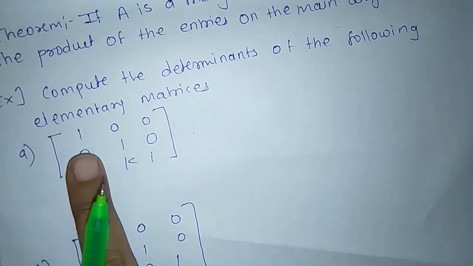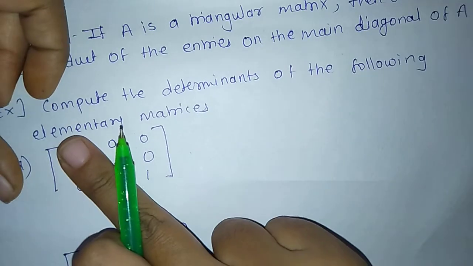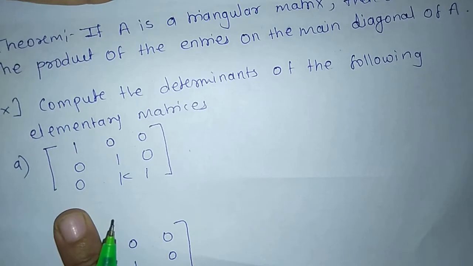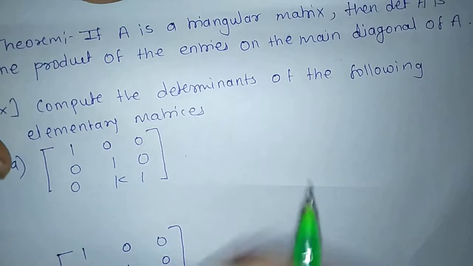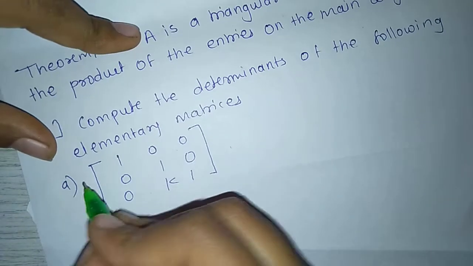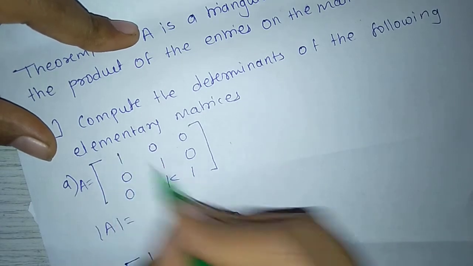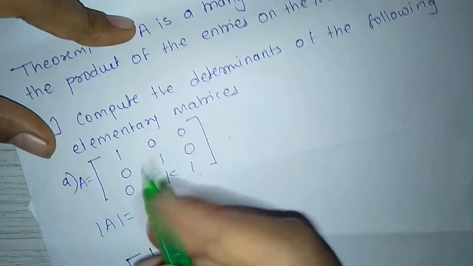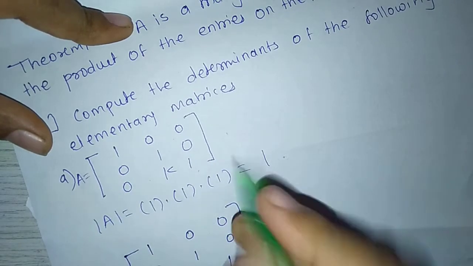First, 1 0 0, 0 1 0, 0 0 k1. This is the lower triangular matrix. So the determinant of this matrix is nothing but the product of the entries on the main diagonal. Suppose let A equal to this matrix. So determinant of A equal to diagonal entries are 1, 1, 1. So 1 into 1 into 1 equal to 1.